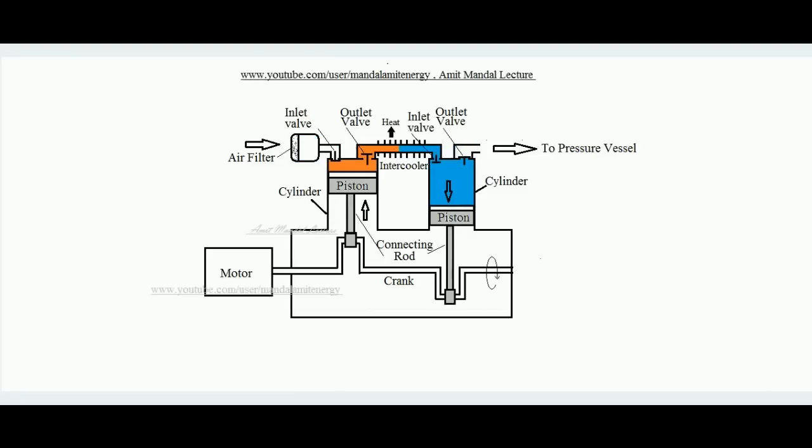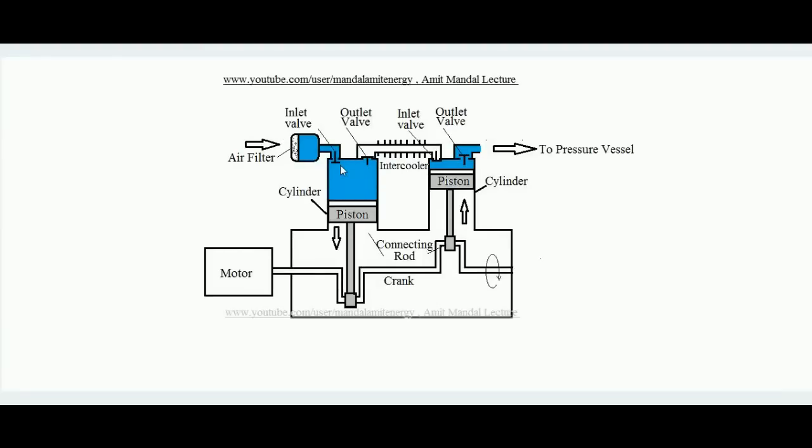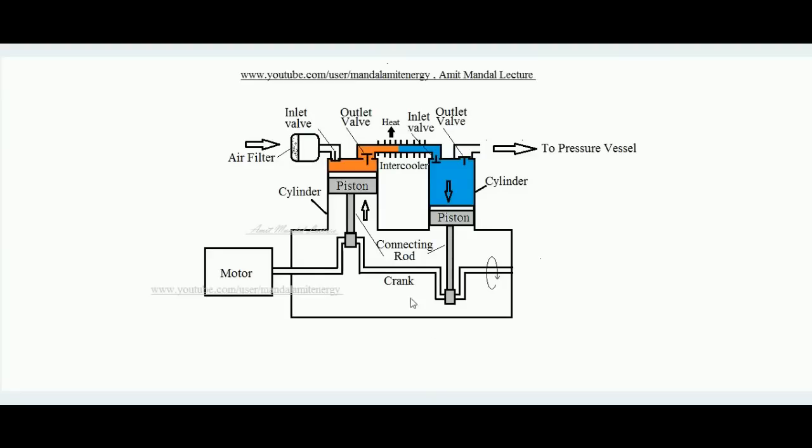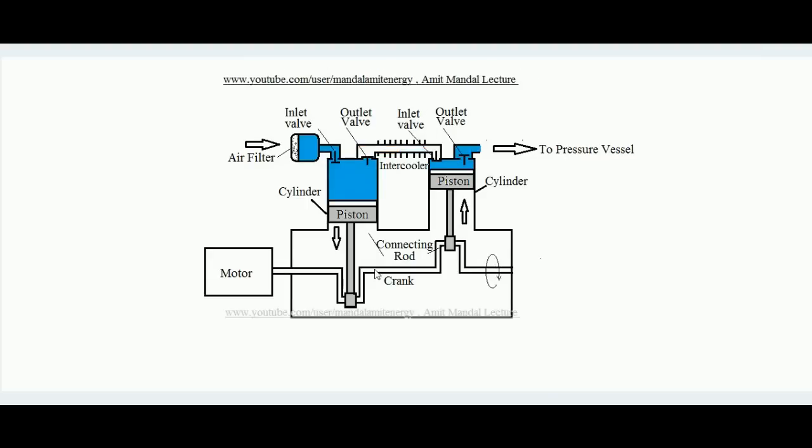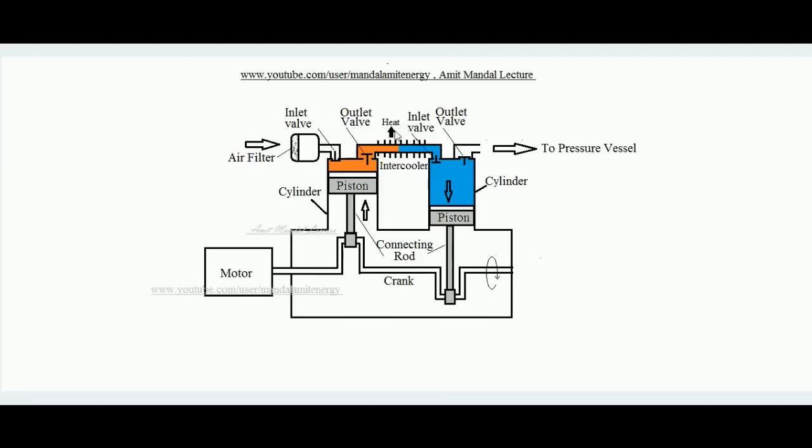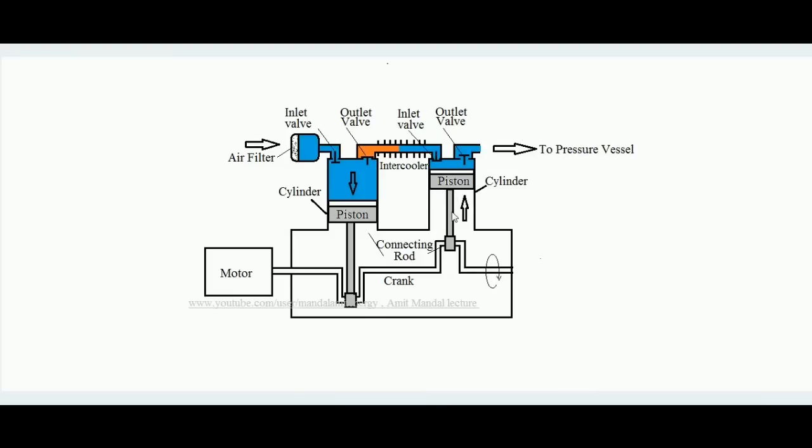Once again, let's see this: this cylinder is pulling the air inside, compressing it, it is becoming hot, so it is passing through this intercooler. This hot air is again cooled down, and since this piston is rising up, that piston is coming down simultaneously. So it is a steady flow process. Ultimately this cool air is going inside this high pressure cylinder, and then this cylinder is adiabatically compressing the incoming air and pushing it into the pressure vessel.